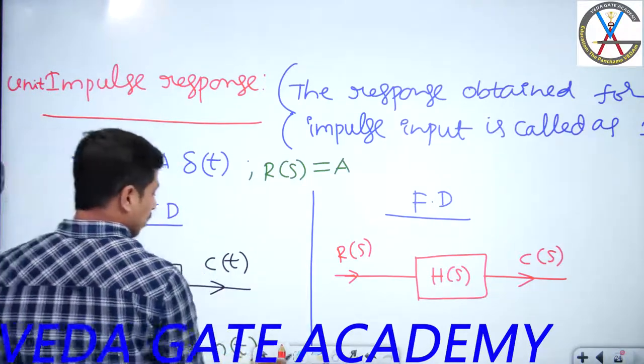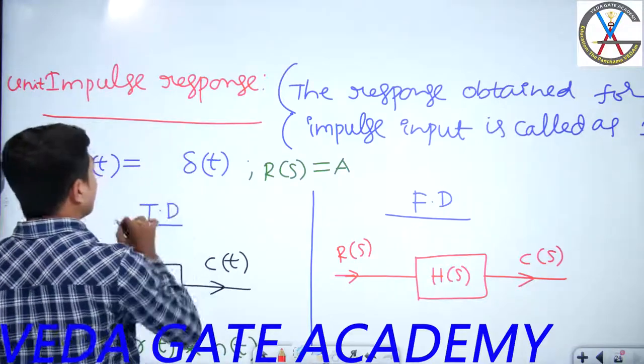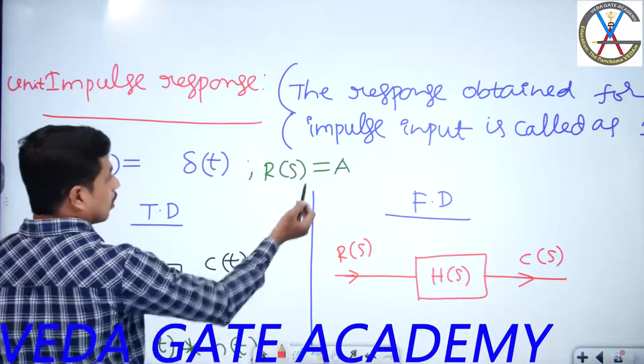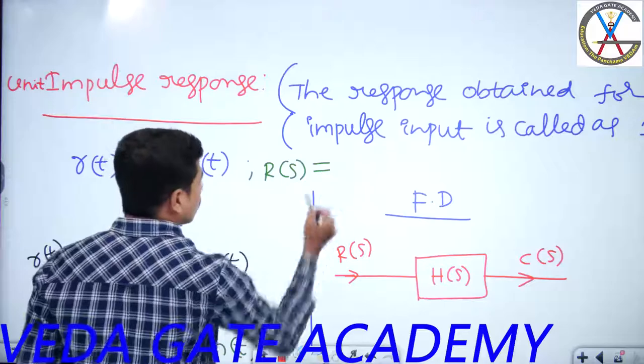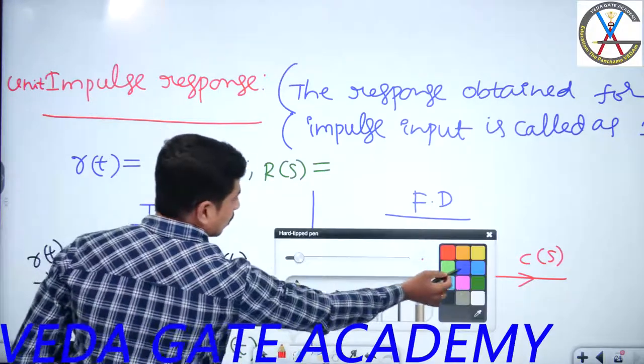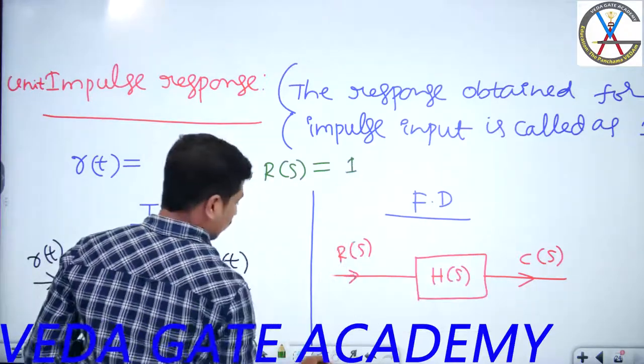Unit impulse response. Okay, now what is this one? R of t is equal to A del of t. A del of t is A, and this is 1. Therefore, R of s is what? R of s is equal to 1.